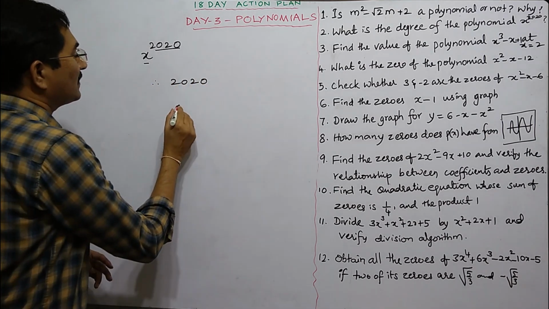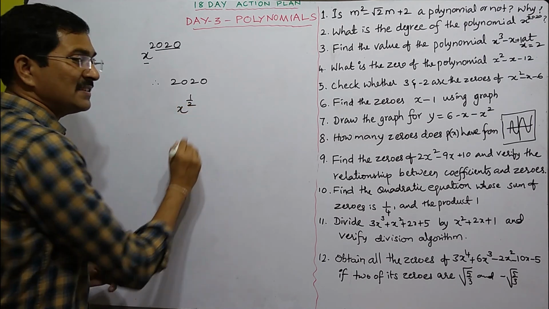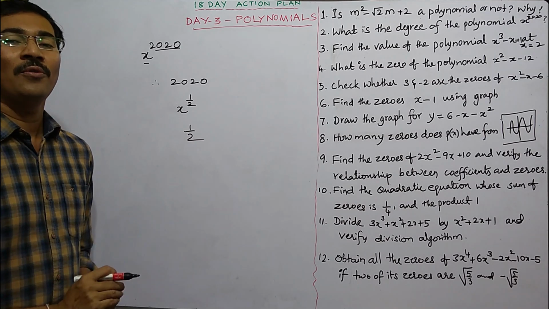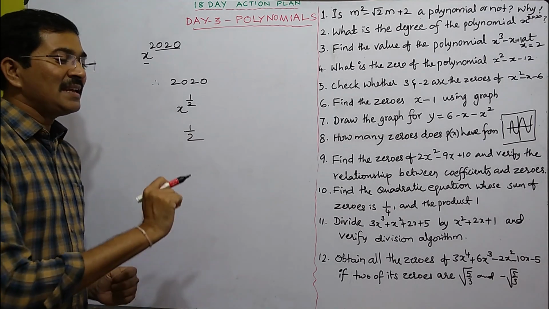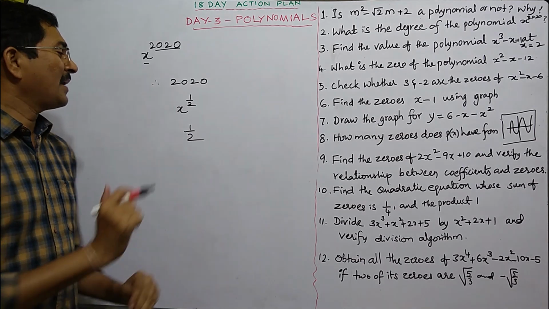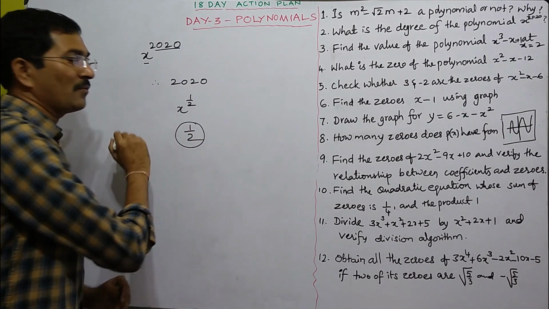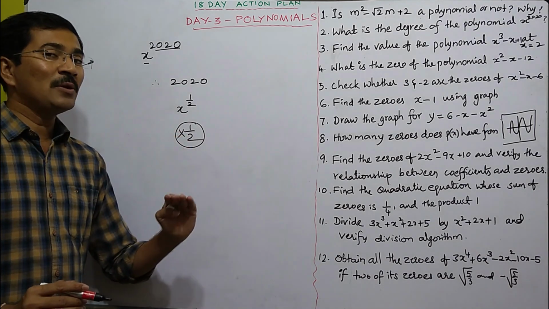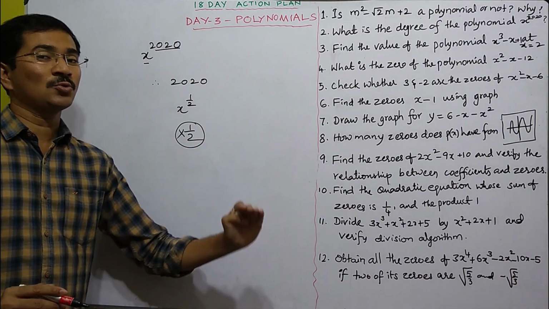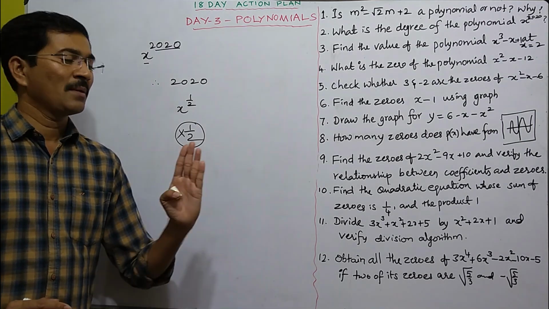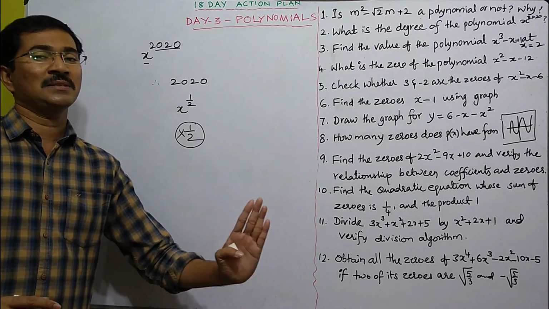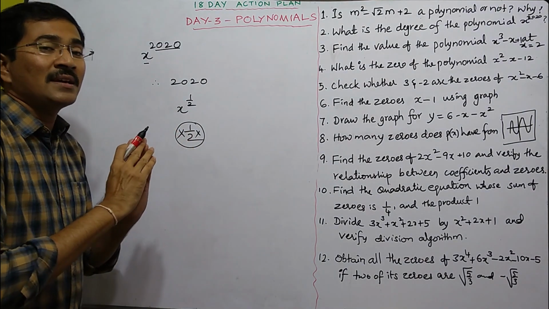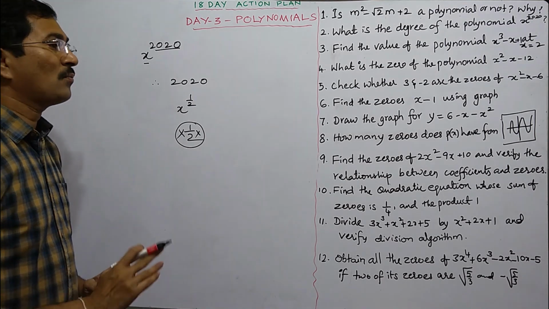For example, if it's given like this, x to the power of 1 by 2, what is its degree? Can we write its degree as half? No, because degree is considered only for a polynomial, and a polynomial cannot have a fraction as a power. So this is not right. Degree will be only in terms of 0, 1, 2, 3 like that. It can be any bigger number, but it won't be in terms of fractions, decimals, roots. So this is not at all a polynomial, and there doesn't arise the matter of degree.